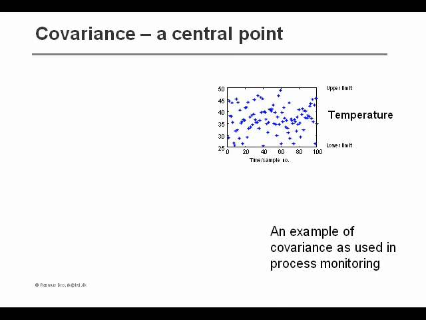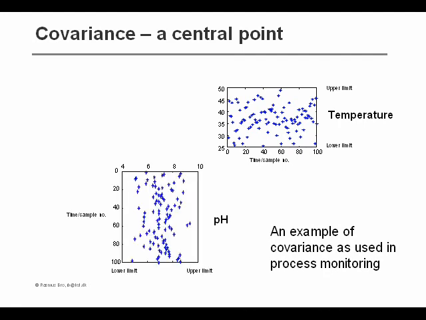Another example, and an example on how this principle is used, for example, in process monitoring. Here we have a variable measured at different times, the temperature, and we can see that it varies between 25 and 50 degrees. So that's the normal range for this process, and as long as all the measurements are within those limits, the process is said to be in control. We might have another measurement, for example the pH value, and just as for the temperature we can see that there is a certain level of normal variation. So for both of these variables we would say that the process is in control.